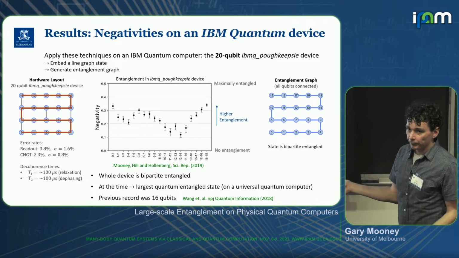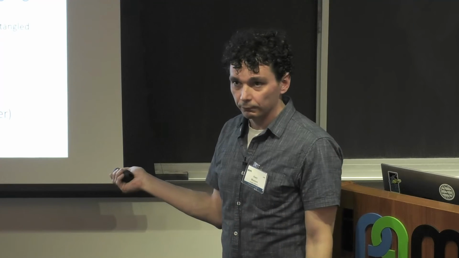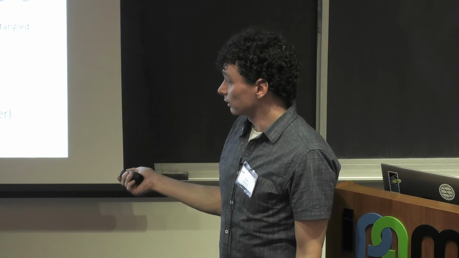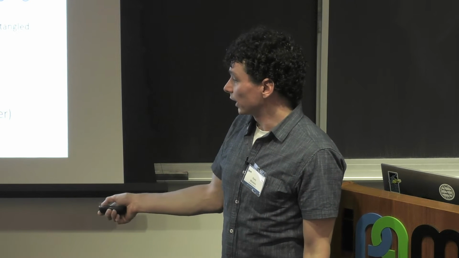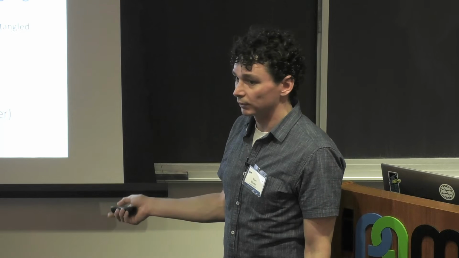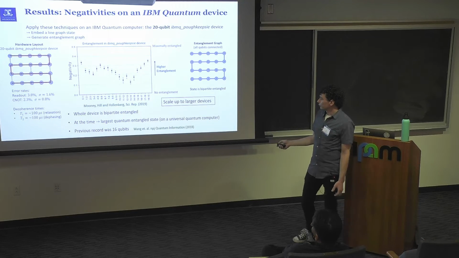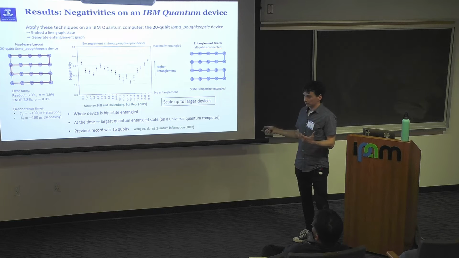So at the time, this was the largest state on a universal quantum computer that we know of that has been shown to be entangled. And before that, it was this one here, 16 qubits. So yeah, we want to basically scale this to now some larger devices.